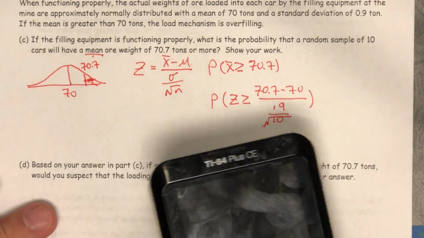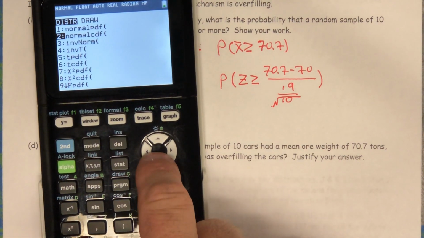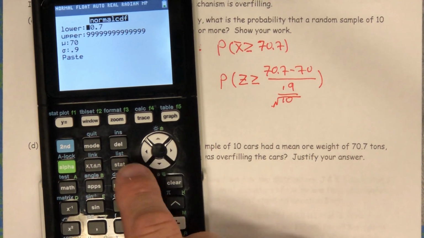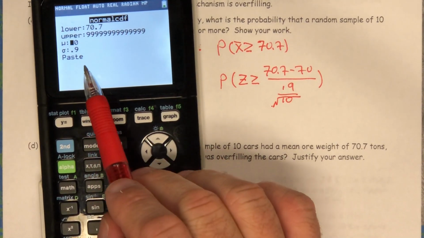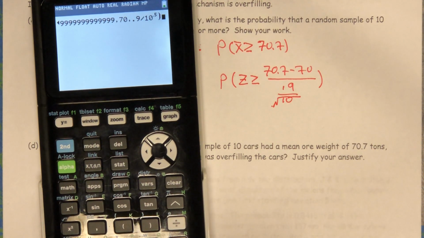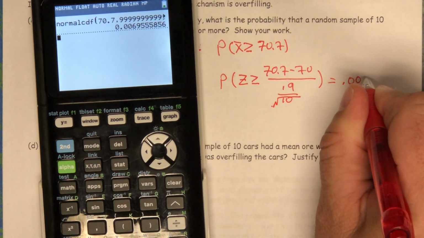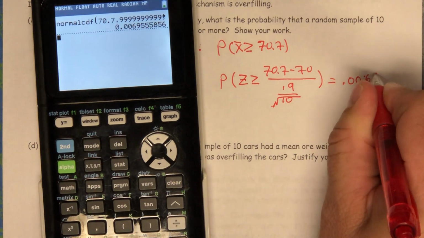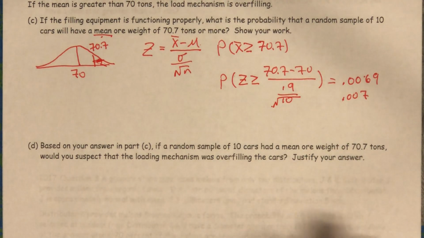I'm going to go back to my calculator and plug that in. Second VARS, normal CDF, 70.7, which I already have in there, 99999 to represent infinity, mean is 70, standard deviation of 0.9 divided by the square root of 10. I just raise 10 to the half power, which is the same. When I do that, I get a value of 0.00069, but I'm going to round it to 0.007. That's less than 1% of the time.